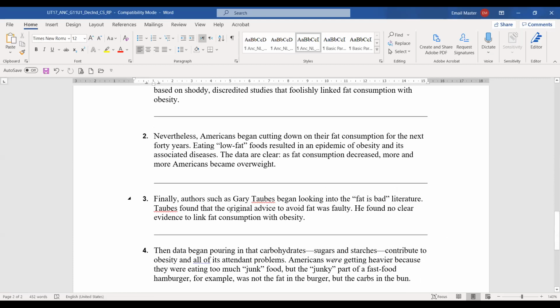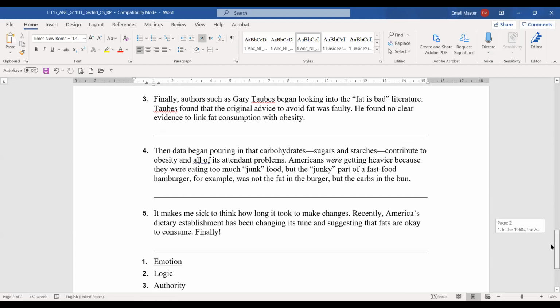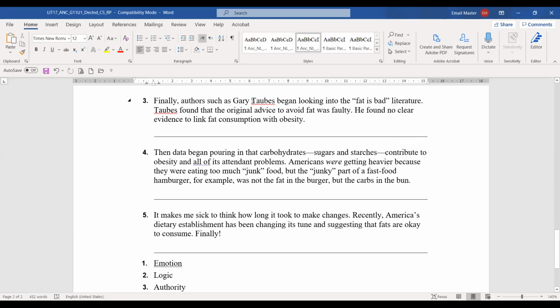Number three, finally, authors such as Gary Taubes began looking into the fat is bad literature. Taubes found that the original advice to avoid fat was faulty. He found no clear evidence to link fat consumption with obesity. And this is authority, because the author Gary Taubes, they use his name.